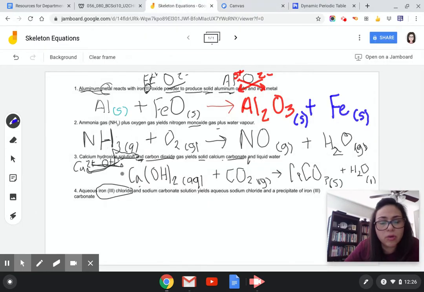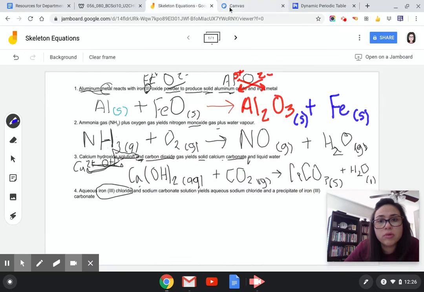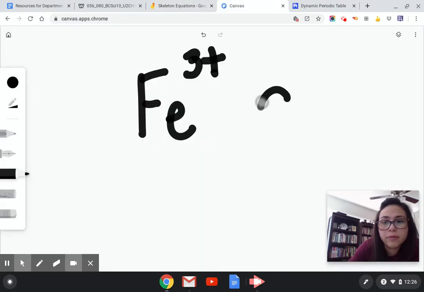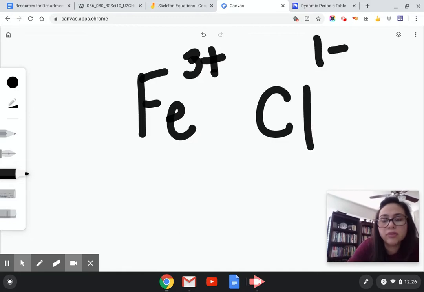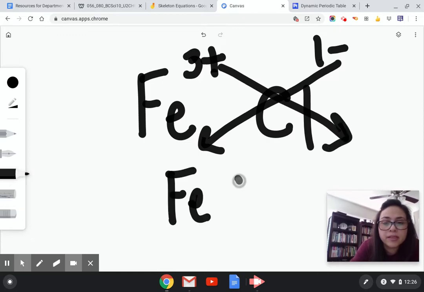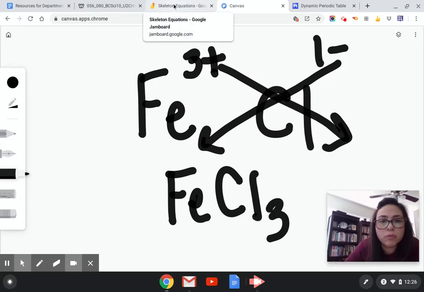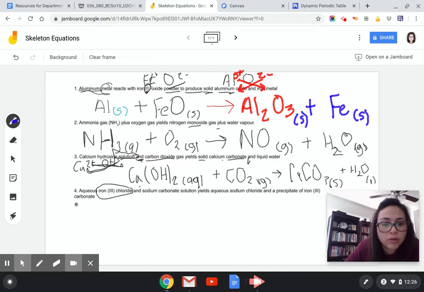Then it says chloride. Now we know on the periodic table that chlorine is right over here, and this last group always has a -1 charge. So we are going to put chlorine with a 1 negative charge. Now notice, this one's a 3 plus, that's a 1 negative, so we are going to have to crisscross. We crisscross, and that becomes FeCl3. And that is going to be the chemical formula for that first part, iron 3 chloride.